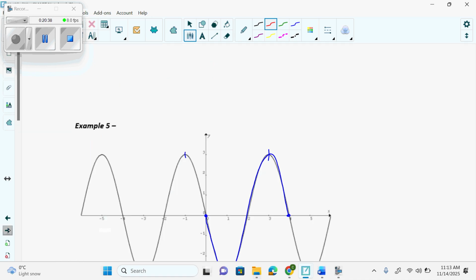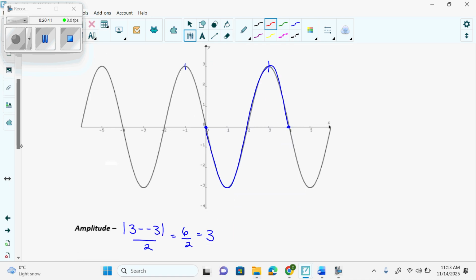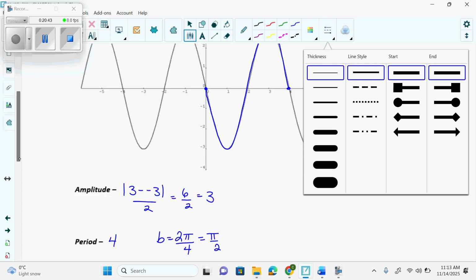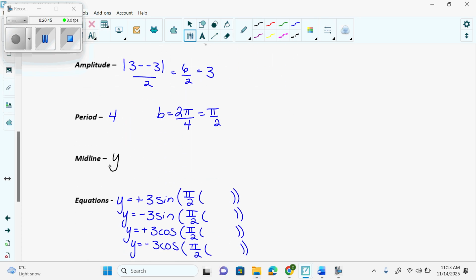Okay. This one, I have -3 and 3, so it's symmetrical about the x-axis. So y equals -3 plus 3 divided by 2. So y equals 0.